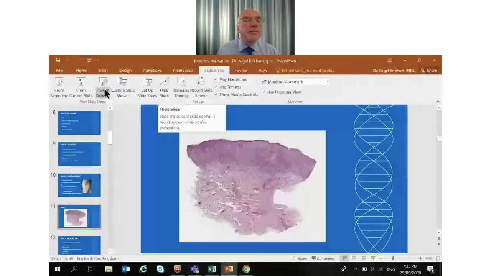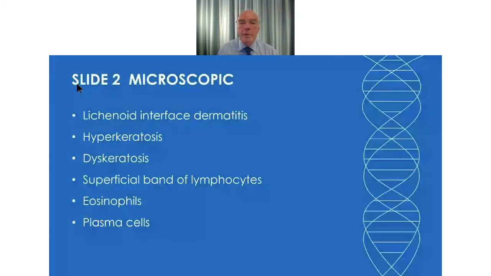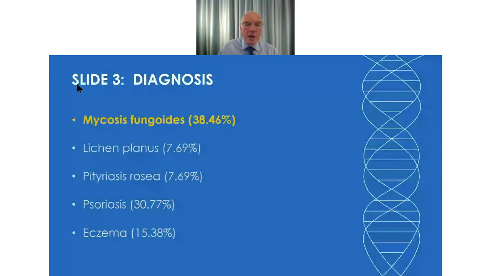I'm going to try pressing a different button this time. Let's go there. And so we saw, well, a little bit of lichenoid infiltration, but also a clear basement membrane zone, hyperkeratosis, some dyskeratosis. Oh no, it takes me to the wrong slide again.